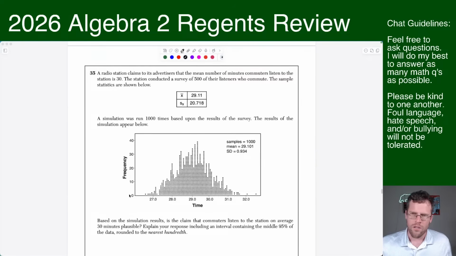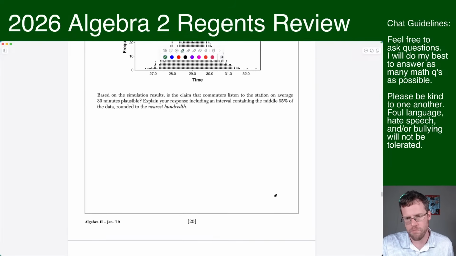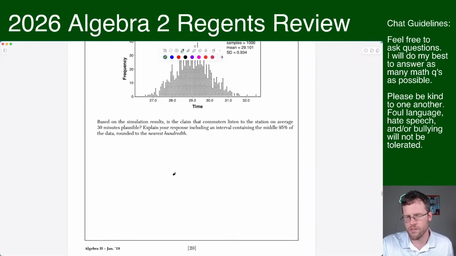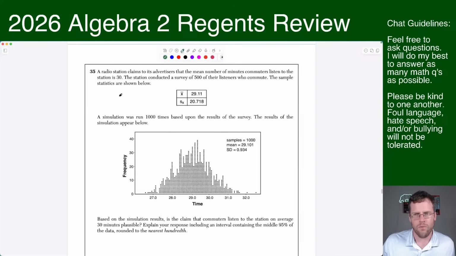All right. So, question 35. This one, honestly, I barely even think anymore. You have to think a little bit when you want to write your sentence explaining why. Explain your response. So, I guess I'll read it to lead by example. A radio station claims to its advertisers that the mean number of minutes commuters listen to the station is 30. So this is their claim, like, hey, the mean number is 30.